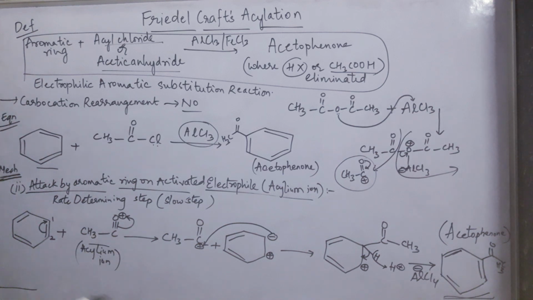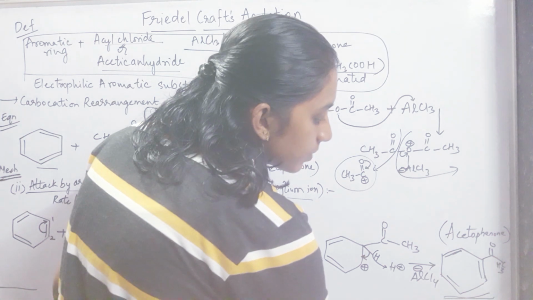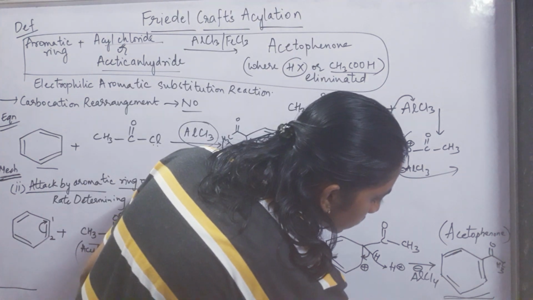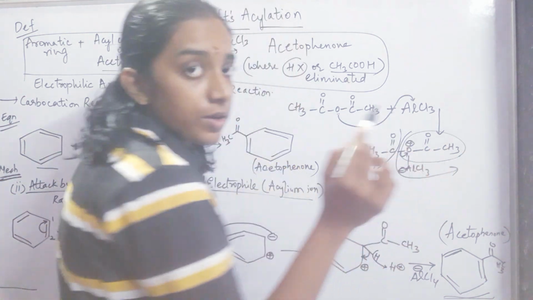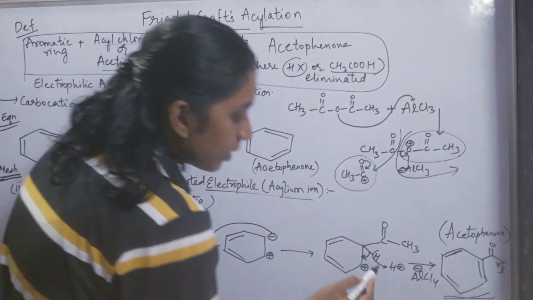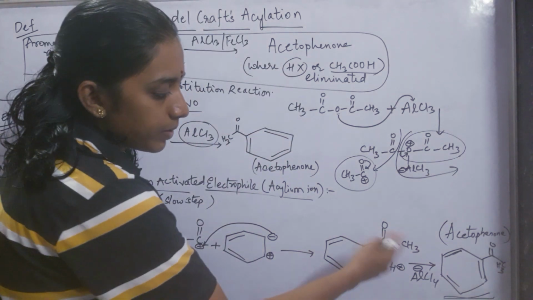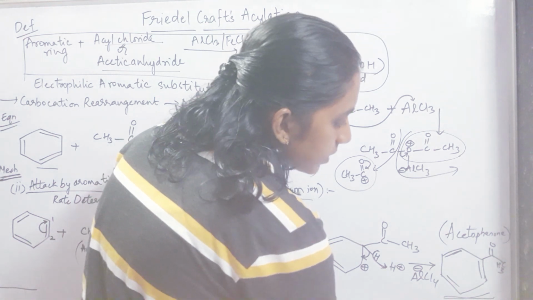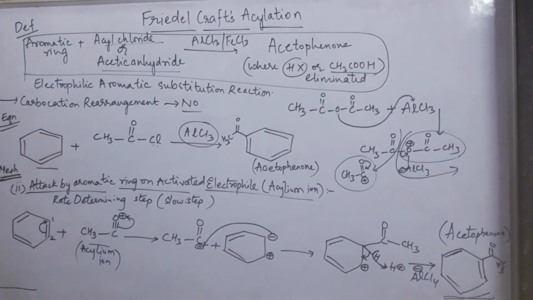The same mechanism continues again. It will react with benzene and forms acetophenone at last. But instead of HCl, here we will be eliminating CH3COOH. See, this CH3C=O will react with one H plus, which is released from this benzene ring, and it will be eliminated as acetic acid and AlCl3. The final product will be again acetophenone. So this is what Friedel-Crafts acylation is.